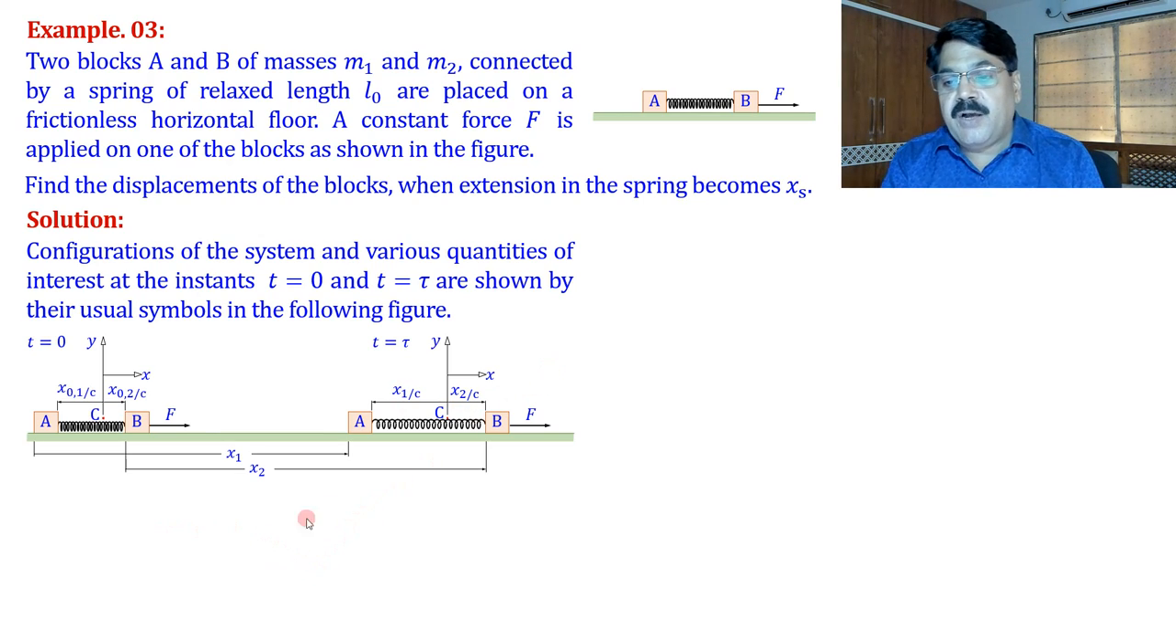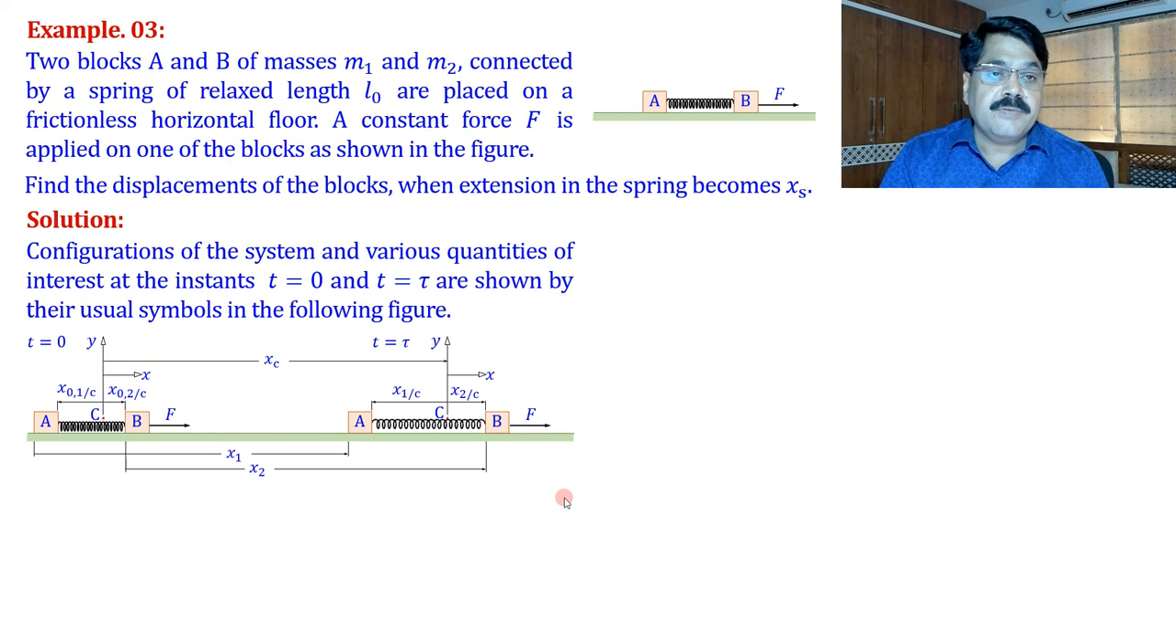But let us proceed to see how we can arrive at that result. This is the displacement of the mass center, xc, and that we can predict very easily. We know that the acceleration of the mass center is the force upon the total mass, F upon M1 plus M2, and half into this acceleration into tau square is the displacement xc. The only thing is that we have to calculate the displacement of the masses with respect to the mass center. So for that, what do we do?